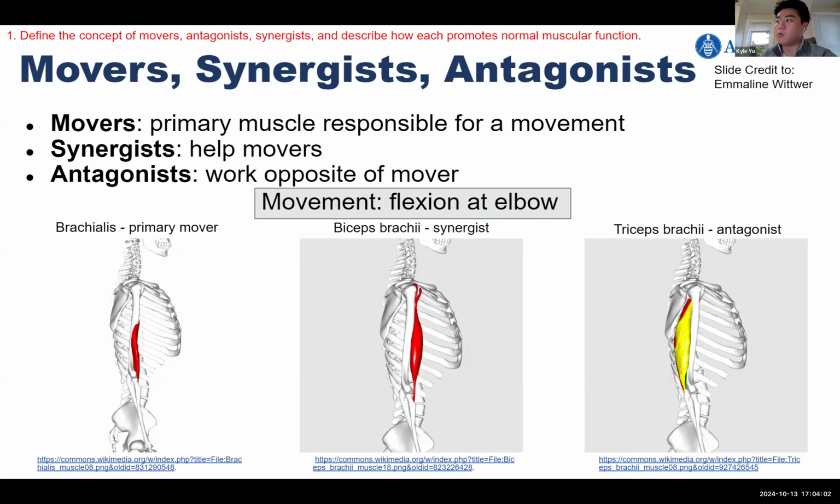And then lastly, you have antagonists, and those work opposite of a mover. So in this case, we have the triceps muscle, which is on the opposite side of the arm as the brachialis and the biceps. And then that is basically antagonistic to the flexion of the elbow, kind of contra the function is opposite of the brachialis and the biceps muscle.